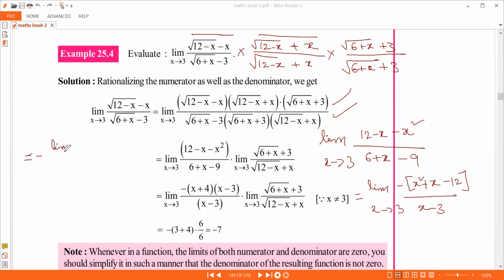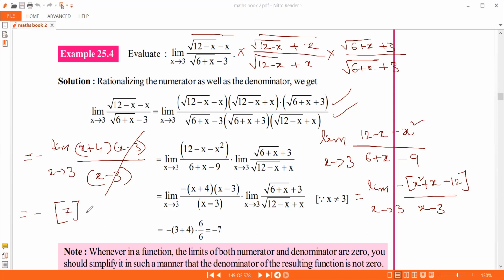So I can write limit x tends to 3. Now x square plus x minus 12 can be written as x plus 4 into x minus 3. So you can factor this out like this, whole divided by x minus 3. Right? 4 times 3 is 12, no? 4 minus 3 is 1. So this is clear. So x minus 3 is out. That hurting term is cancelled. So when the hurting term is cancelled, negative of limit x tends to 3, when you put, that is 3 plus 4, that is 7, minus 7. That's the answer. Minus 7, that's the answer.